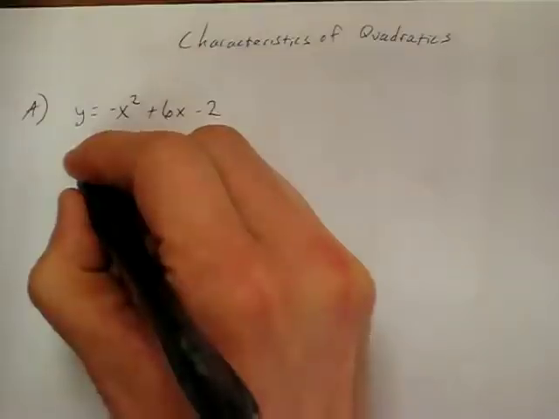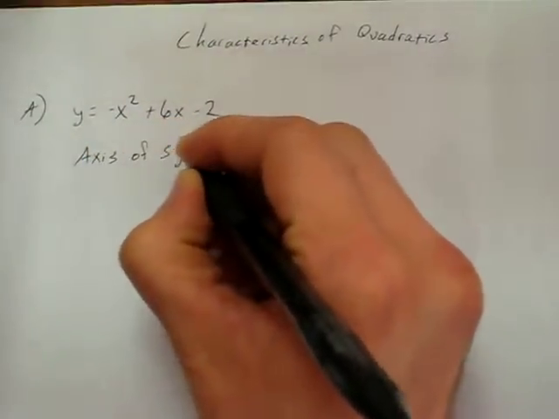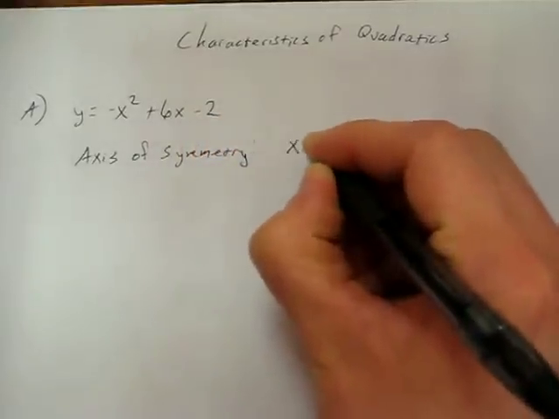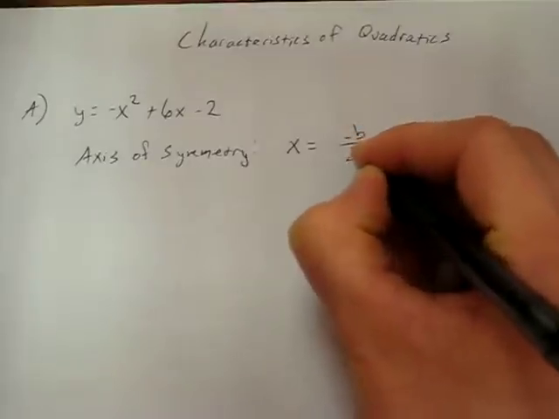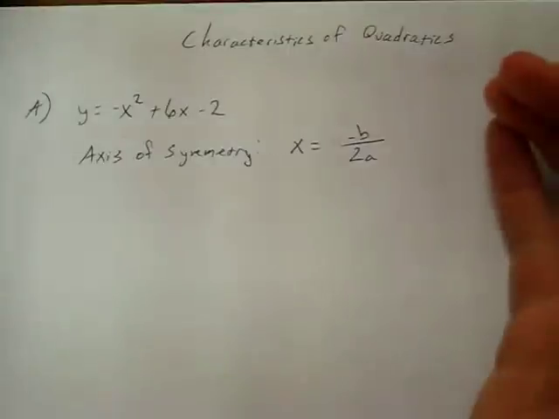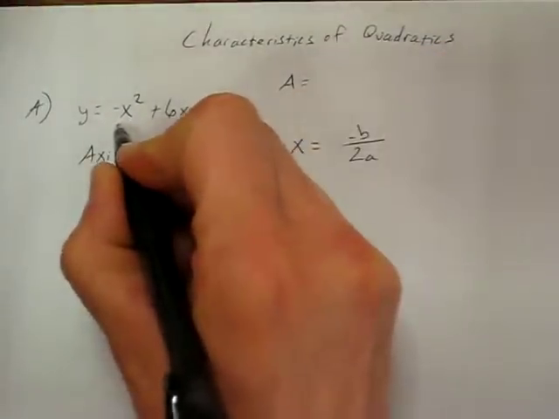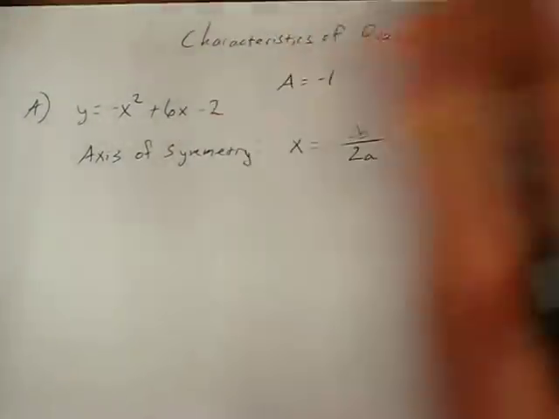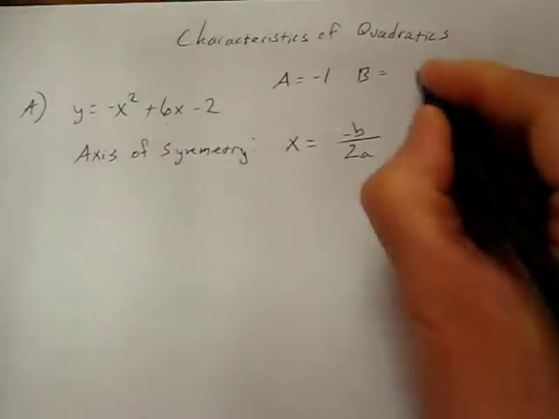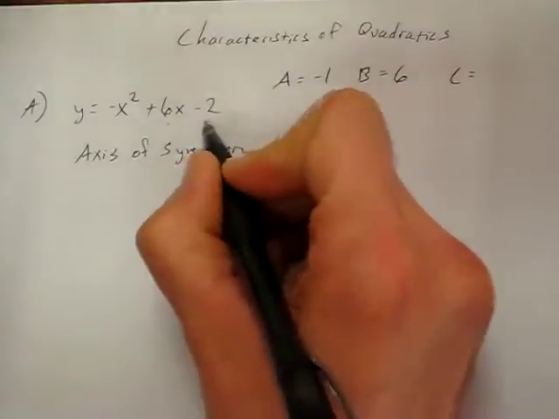So, to find the axis of symmetry, if you look at your notes, it says to do x equals negative b over 2a. So obviously we need to know what a equals, we need to know what b equals, and we need to know what c is. So a is going to be negative 1. It's the coefficient in front of x squared. B is the coefficient in front of the x term, so 6. And c is the constant, and you have to make sure you check the sign, so c is equal to negative 2.